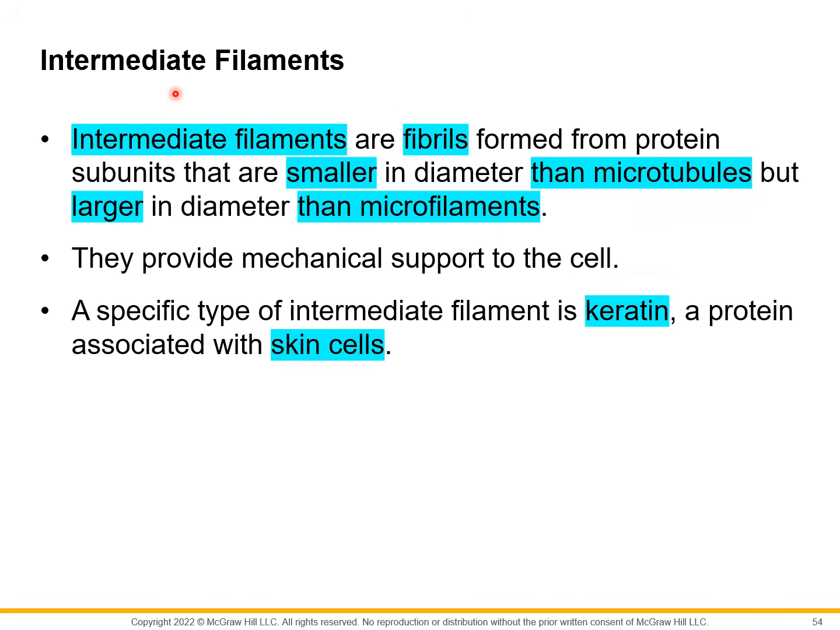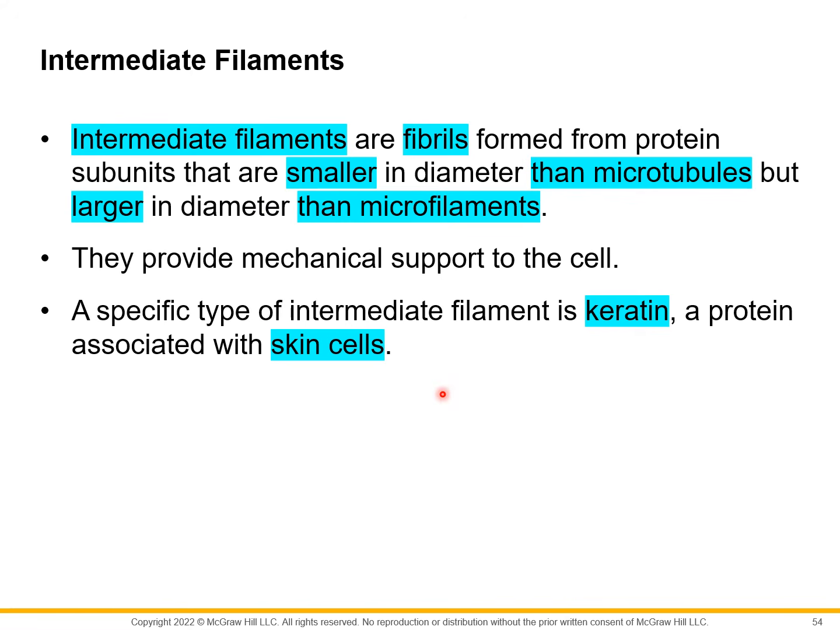Next are intermediate filaments. So intermediate filaments, these are also fibrils made out of protein, but they are smaller in comparison to microtubules, but they are larger in comparison to microfilaments. So I guess that's where the name intermediate came from. Now it's kind of like in the middle in terms of size. Again, it is smaller compared to microtubules, but it is larger compared to microfilaments. Right? So they provide mechanical support to the cell.